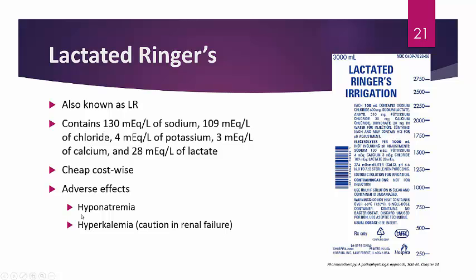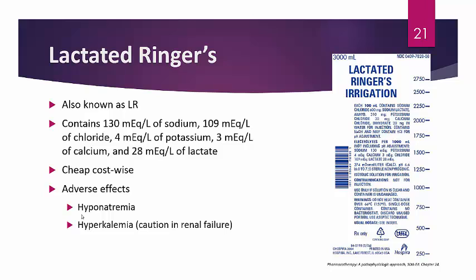The next solution we'll talk about is lactated ringers, also known as LR. It's important to know that lactated ringers includes 130 milliequivalents per liter of sodium, 109 milliequivalents per liter of chloride, 4 milliequivalents per liter of potassium, 3 milliequivalents per liter of calcium, and 28 milliequivalents per liter of lactate. Compared to the colloid solutions, it's relatively cheap, though it may cost a few more dollars than normal saline.